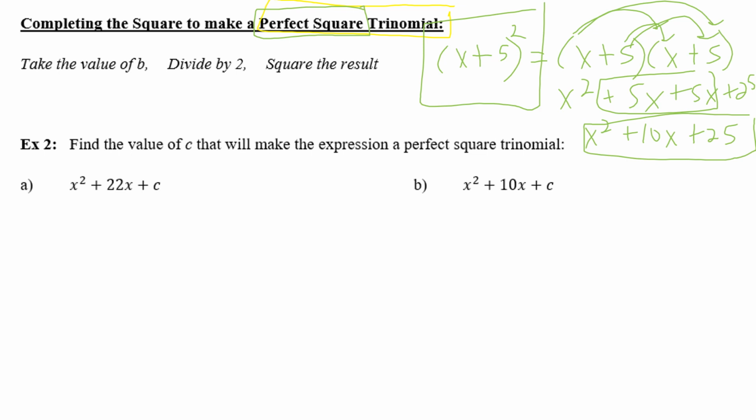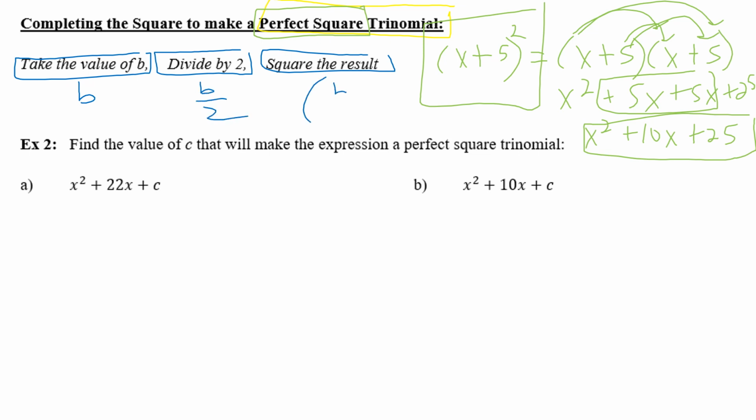So example 2 says, find the value of c that will make the expression a perfect square trinomial. Okay, we're going to take the directions here that say take the value of b, divide it by 2, and then square the result. So whatever b is, we're going to divide it by 2, and then take whatever that gives us and square it. So we're going to raise it to the second power.